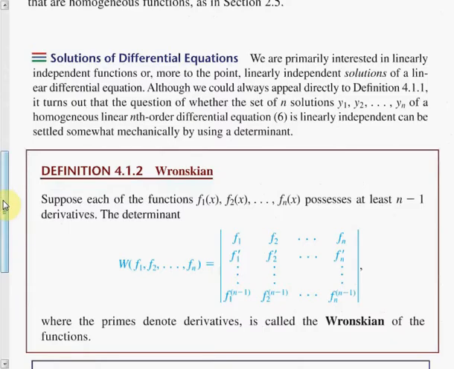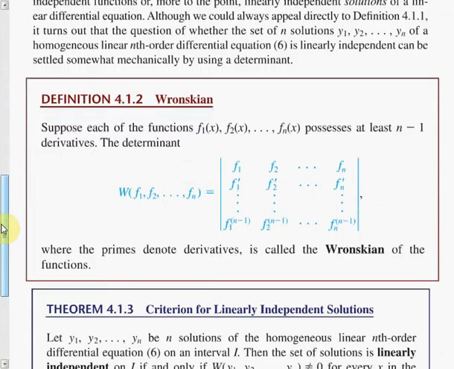We take what's called the Wronskian. Here the Wronskian says this: if you give me n functions, f1 to f sub n, then we want to make sure that for each function I can find at most its n minus 1 derivative. So if I've got 5 functions, then all you need is the 4th derivative of each function. So here, each possesses at least n minus 1 derivatives.